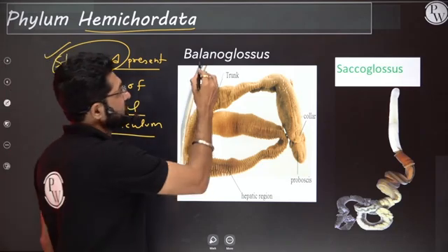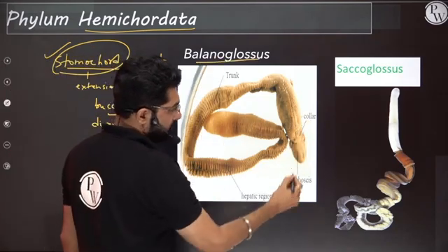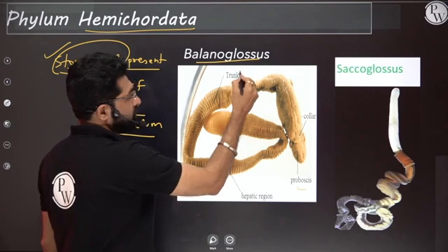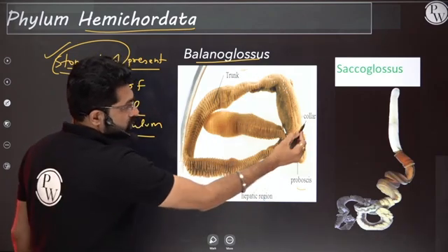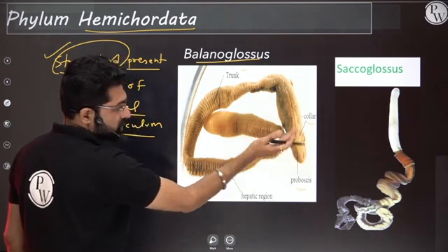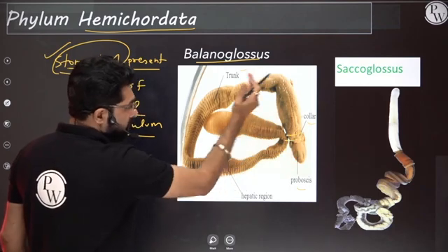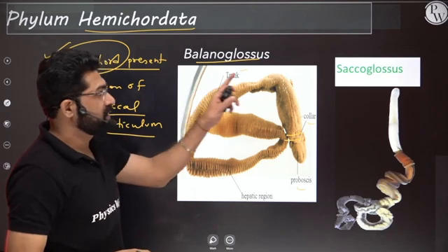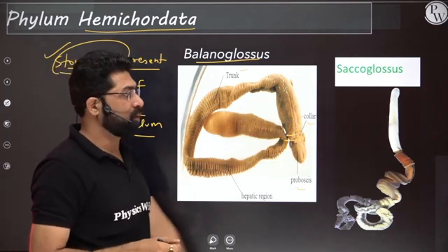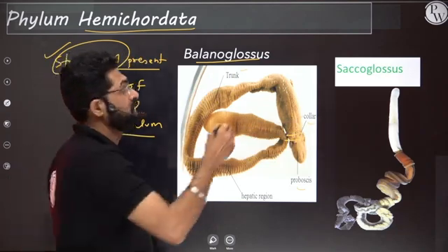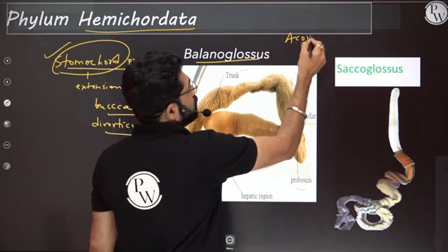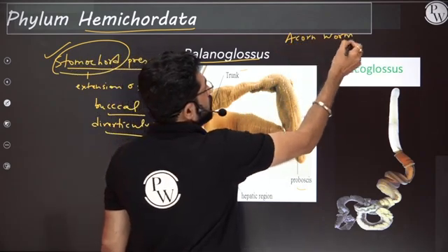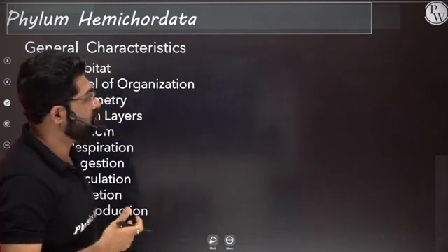You see, the body is divided into proboscis, collar and trunk. Proboscis here, there is a collar here, and the entire remaining body is called the trunk. This is balanoglossus, this is saccoglossus. Both are commonly called acorn worm. Okay, so let's move further.